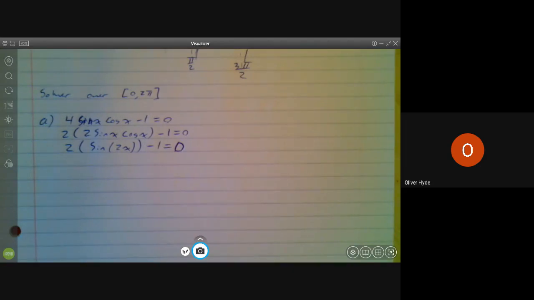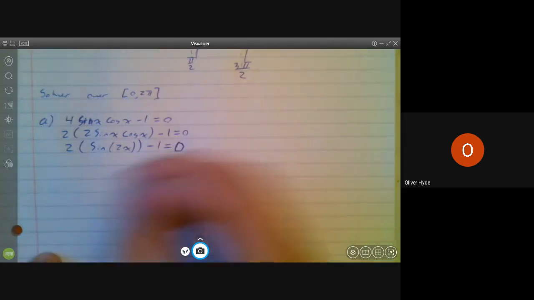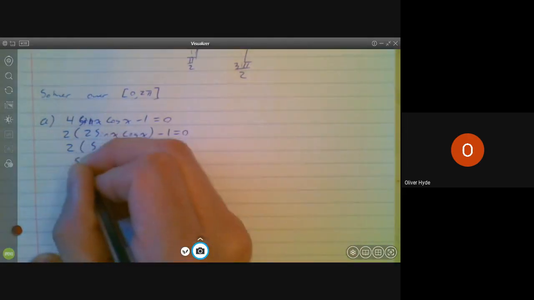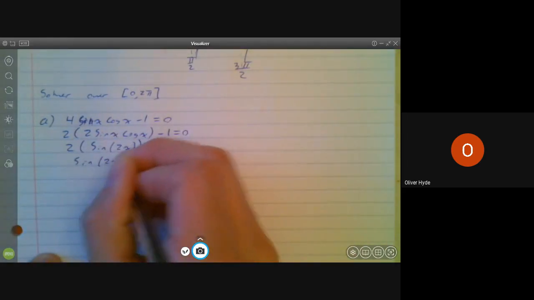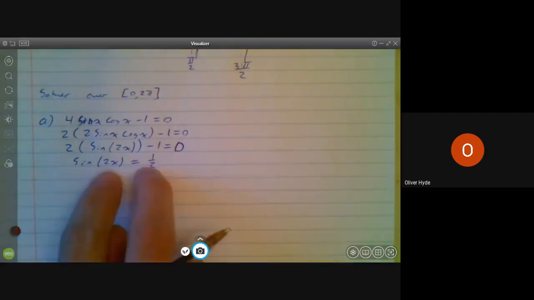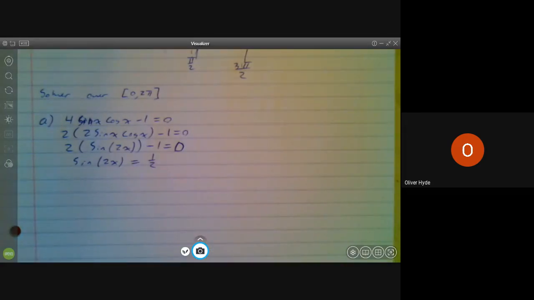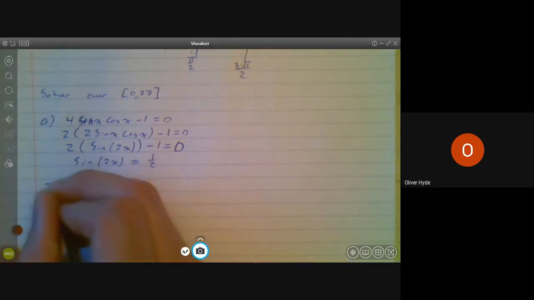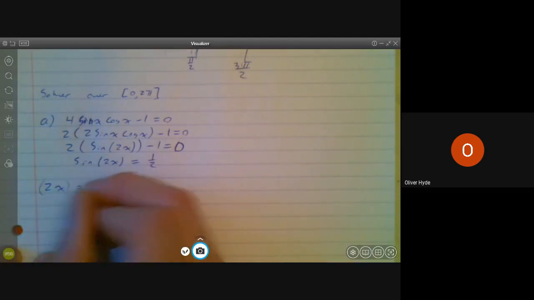Okay, now I'm going to use linear skills to try to isolate 2x. I'll add 1 to both sides, divide both sides by 2. That'll give me the sine of 2x will equal 1/2. I shouldn't need a calculator to do this one. I should recognize at least one solution here is going to be exactly pi by 6. That's a solution for 2x. 2x could be pi by 6.